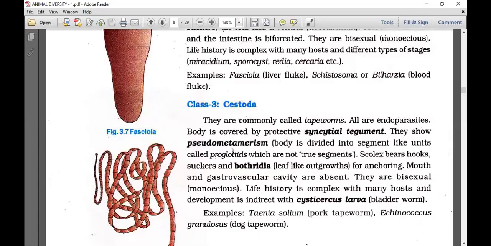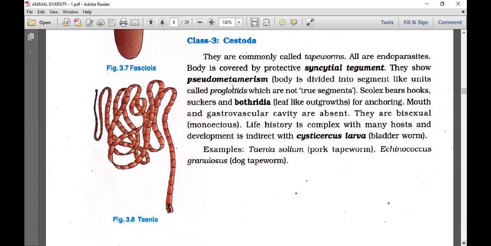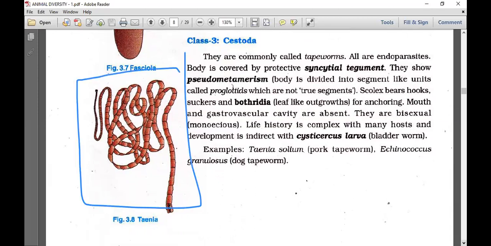Out of the Turbellaria, Trematoda, and Cestoda, we have seen the Turbellaria and Trematoda, and now we are moving to Cestoda. Class Cestoda. They are commonly called tapeworms. Before we go further, let us see the diagram. This is the tapeworm. All are endoparasites.